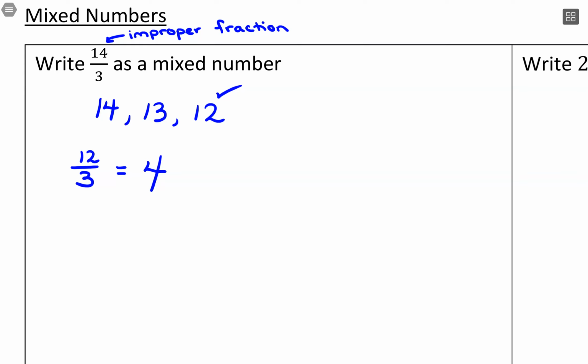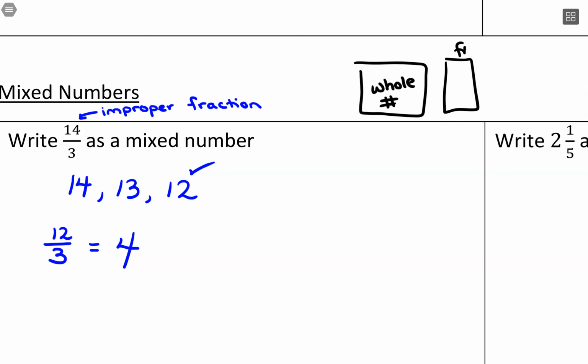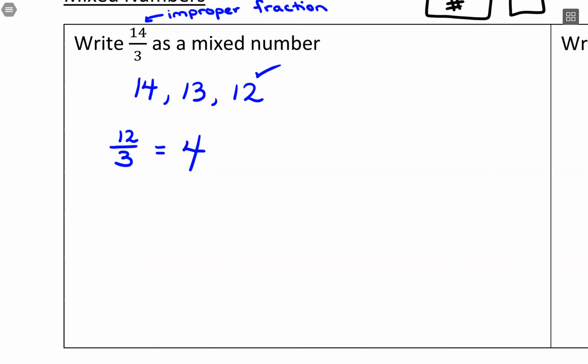A mixed number is made up of 2 pieces. We have the whole number piece, and then we have a fraction piece. The idea is that the fraction piece should not be improper, so we're adjusting this so that we don't see an improper fraction. With this, I just found my whole number piece. We have 4 whole pieces here.